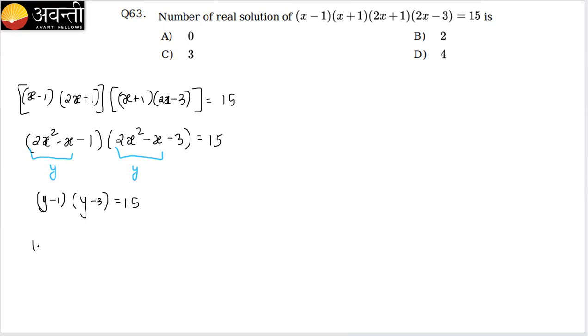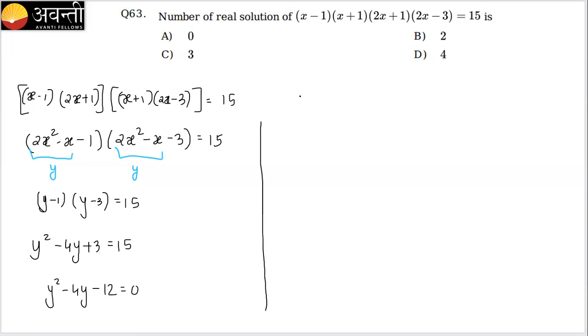Now, if I open this bracket, I'll get y square minus 3y minus y, so minus 4y plus 3 is equal to 15. If I rearrange this, I'll get y square minus 4y, 3 minus 15 is minus 12, equal to 0. Now, is this factorizable? I guess yes. 6 2s are 12. So factors are minus 6 and plus 2. So y minus 6 into y plus 2 equals 0. That means we have two values: y equals 6 and y equals minus 2.